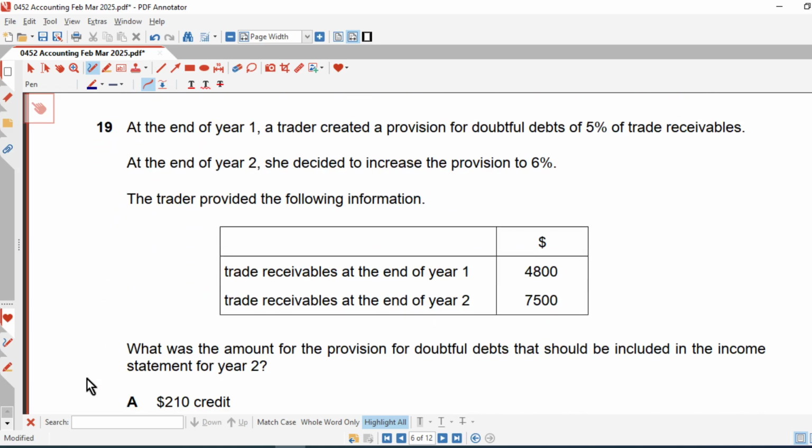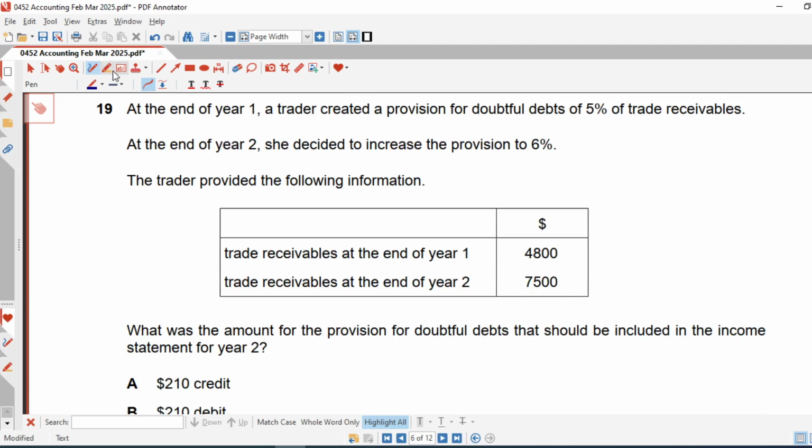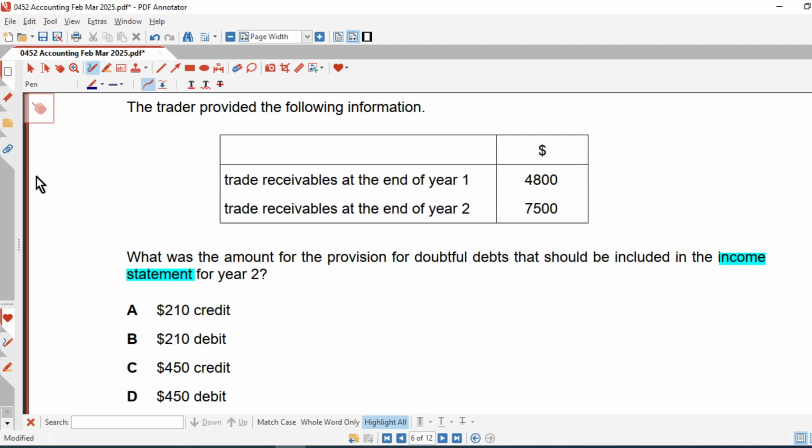Question 19. At the end of year 1, a trader created a provision for doubtful debts of 5% on the trade receivables. At the end of year 2, she decided to increase the provision to 6%. So what was the amount for provision for doubtful debts that should be included in the income statement? You have to be careful here. They are asking for the transfer to the income statement.